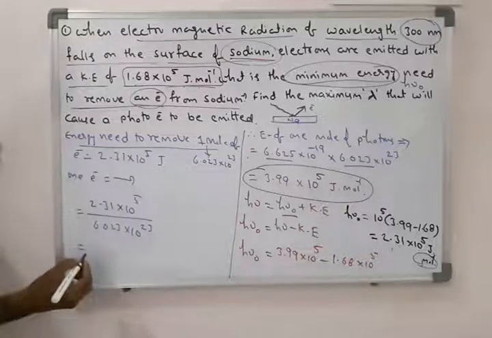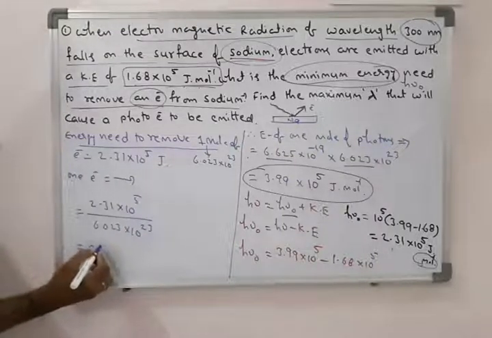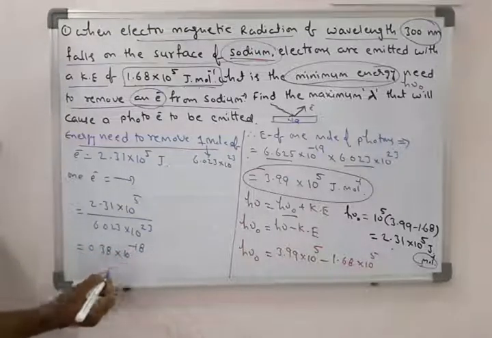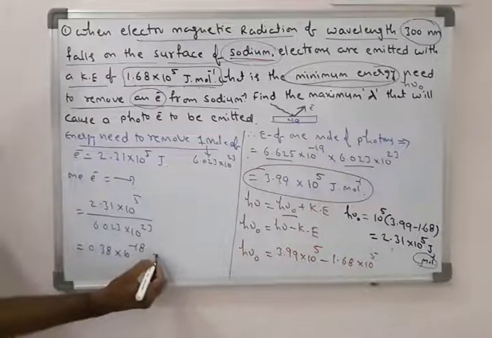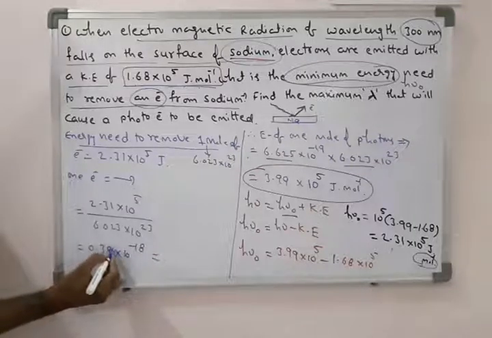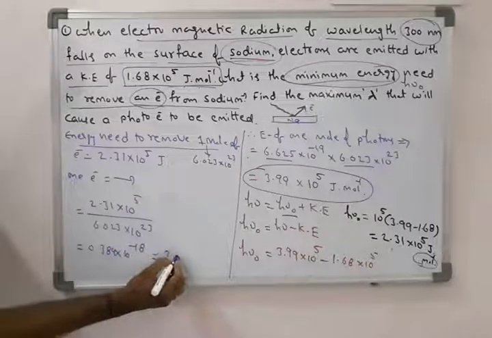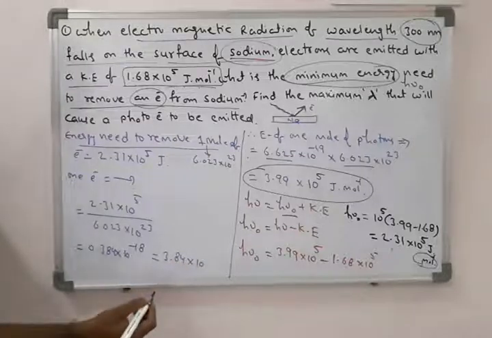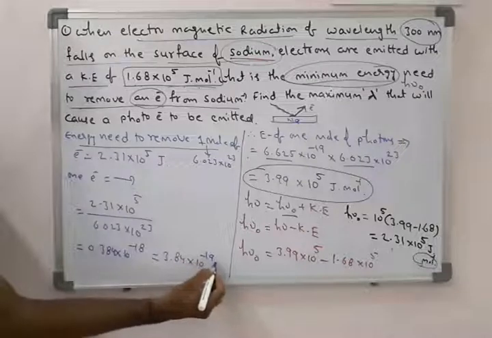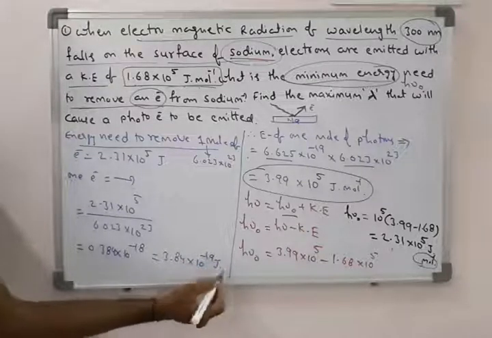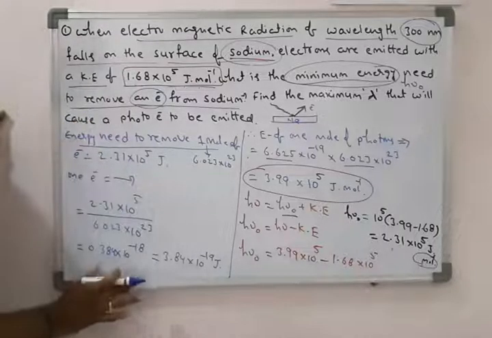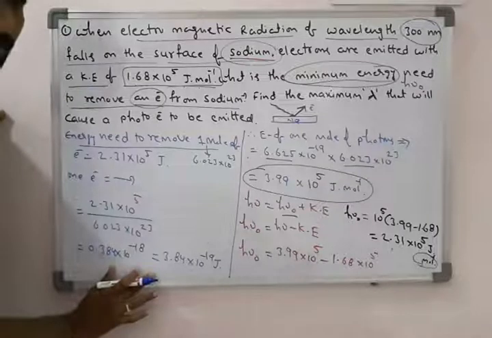and finally we will get, we can write it as, minus 19 joules per 1 electron. So this is the energy required. This is the answer for the first problem.